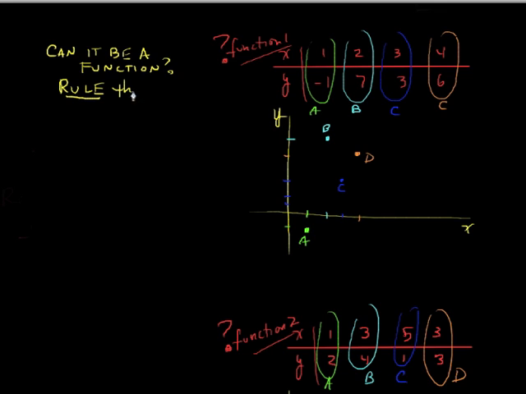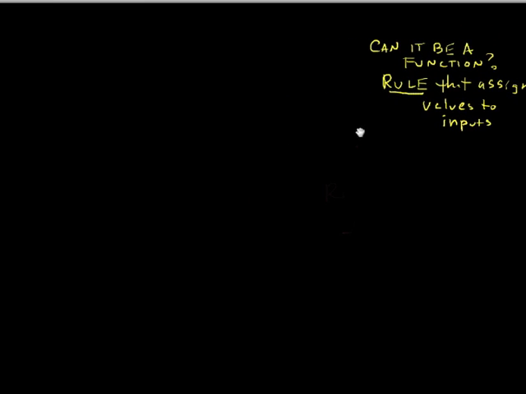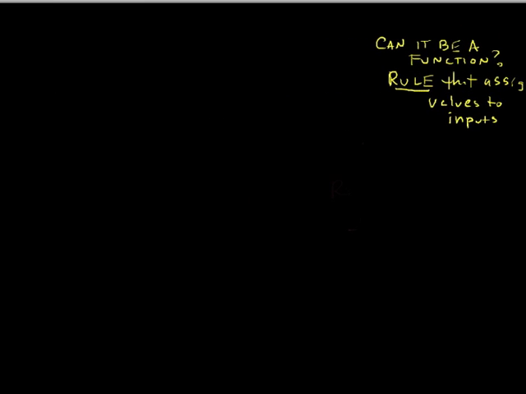It's a rule that assigns values to inputs. And here our inputs are presumably x, and then y would be the value that would come out of our function. So I'm going to step back a second and think about a rule. This may be familiar to a lot of people. This is something described in second and third grade math.